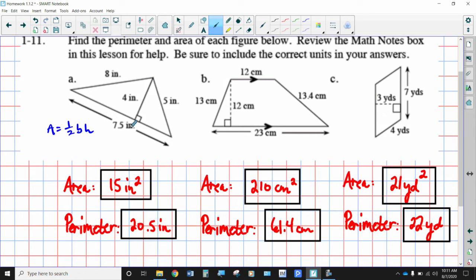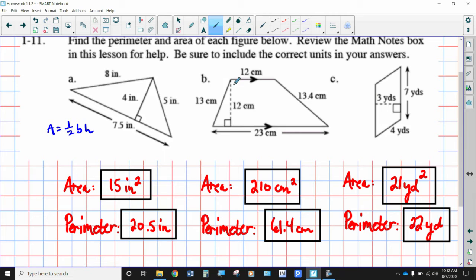The most common mistake people make with the perimeter is they include this 4 inches because they think they have to add all the numbers together. But no, it's just the numbers for each of the side lengths. This is not a side length. That's the height of the triangle that is required for when we find the area.